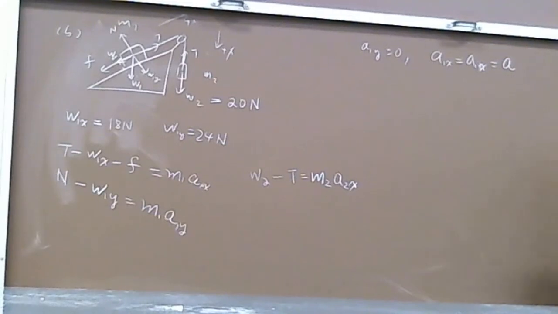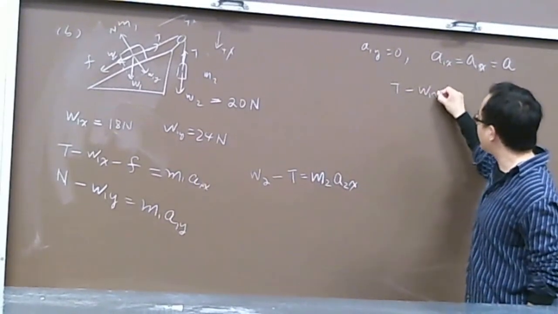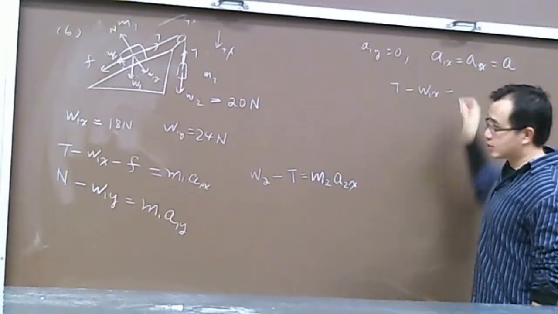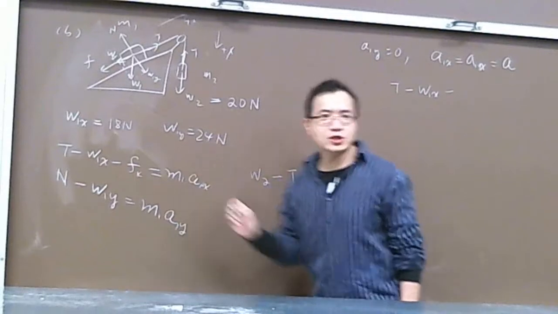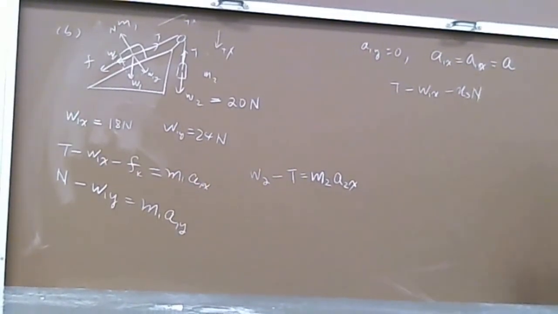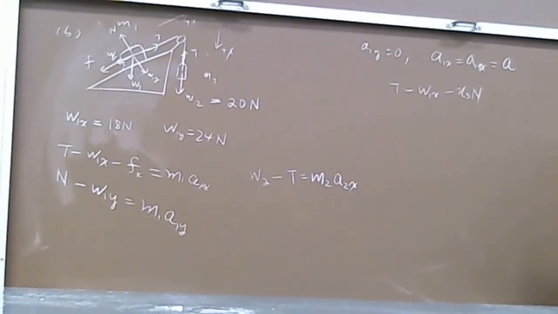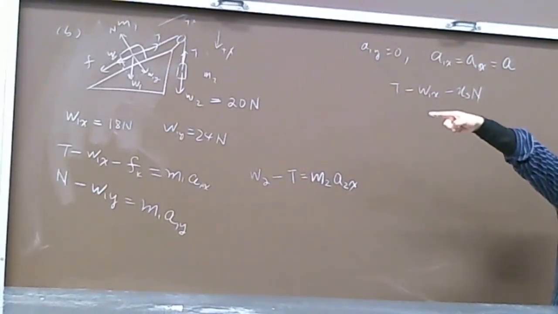Okay. So then you write it as T minus W1x minus, please note this is a kinetic frictional force. So it can always be written down as mu k multiplied by n. This is a good thing about the kinetic friction. It can always be written down as this, but static friction force is not.